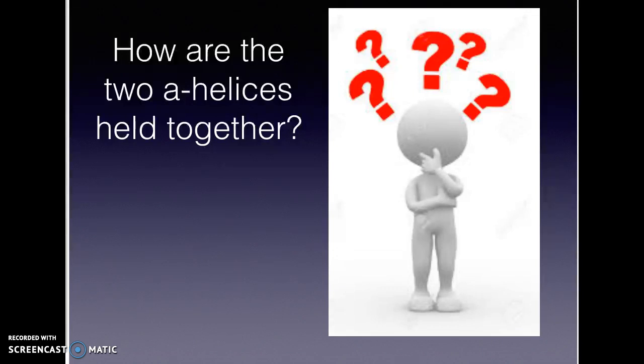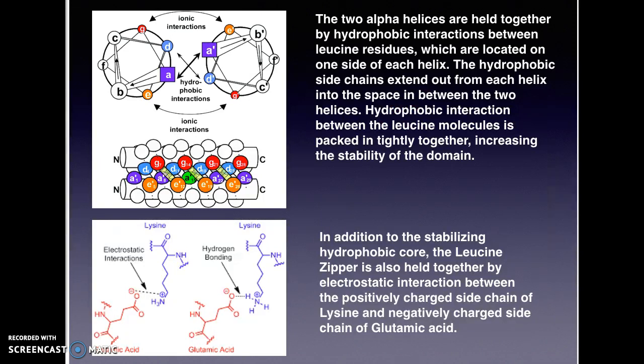But how are these two alpha helices held together? The two alpha helices are held together by hydrophobic interactions between leucine residues, which are located on one side of each helix. The hydrophobic side chains extend out from each helix into the space in between the two helices. Hydrophobic interaction between the leucine molecules is packed in tightly together, increasing the stability of the domain, as can be seen here.